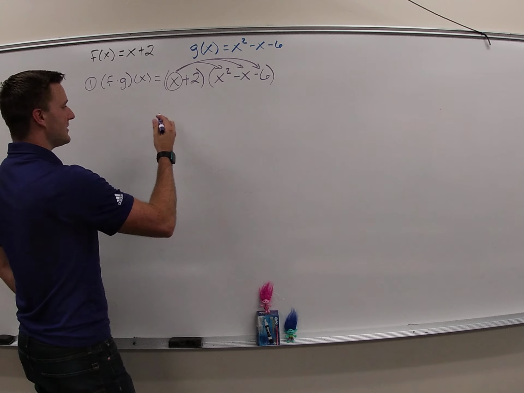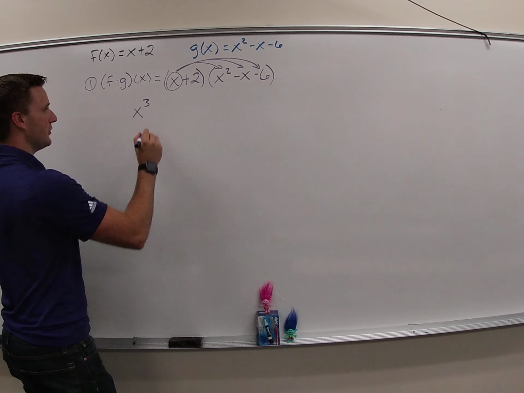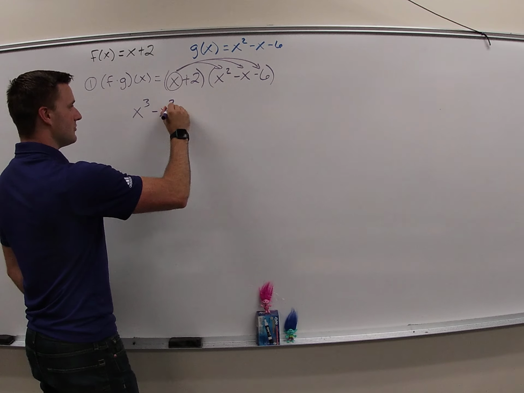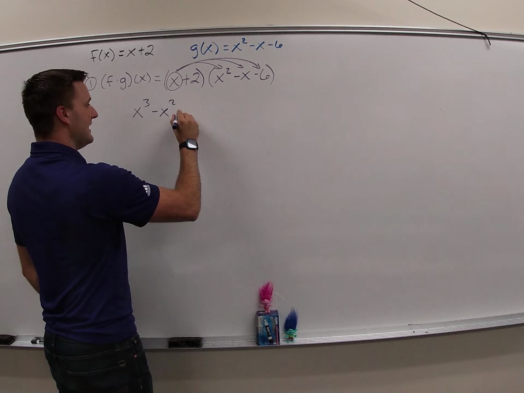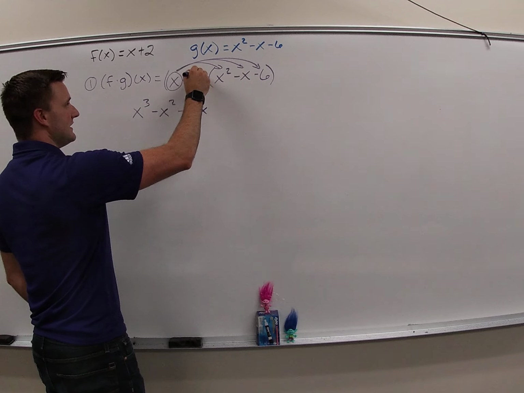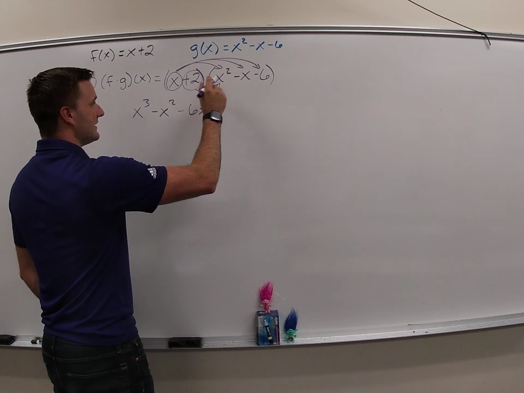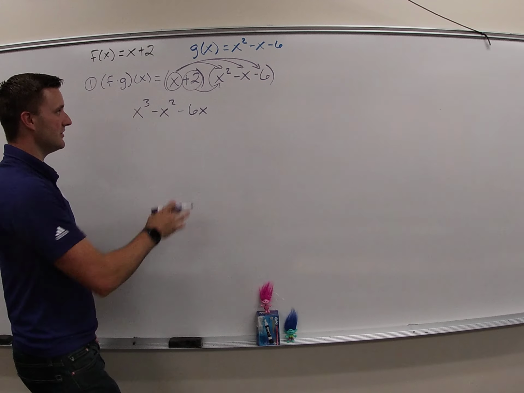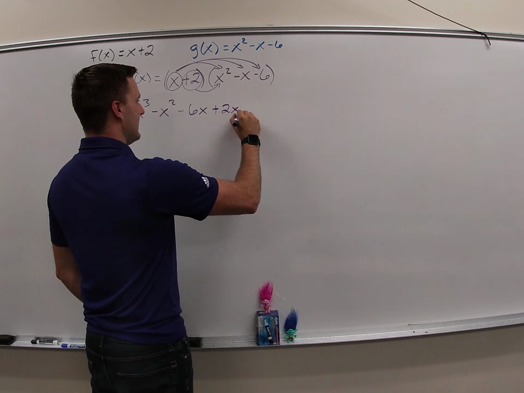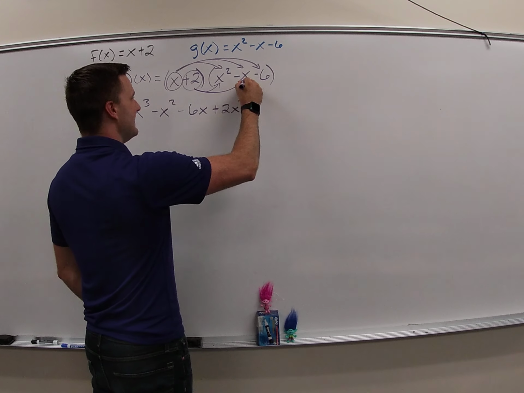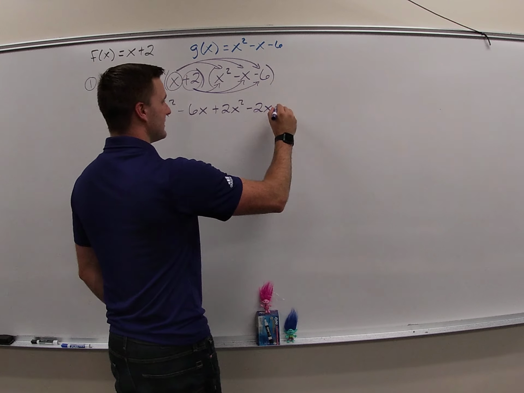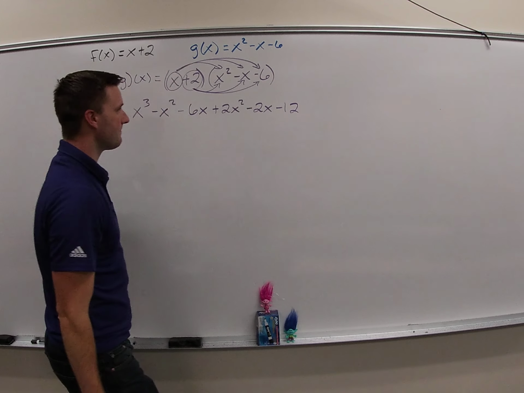We have x times x squared is going to give me an x to the 3rd power. X times a negative x will give me a negative x squared. And then x times a negative 6 will give me a negative 6x. Then finally, we're going to take this positive 2 and we're going to distribute that to each term in the next set of parentheses. So positive 2 times x squared is going to give me a positive 2x squared. 2 times a negative x is going to give me a negative 2x. And then finally, 2 times negative 6 is going to give me a negative 12.